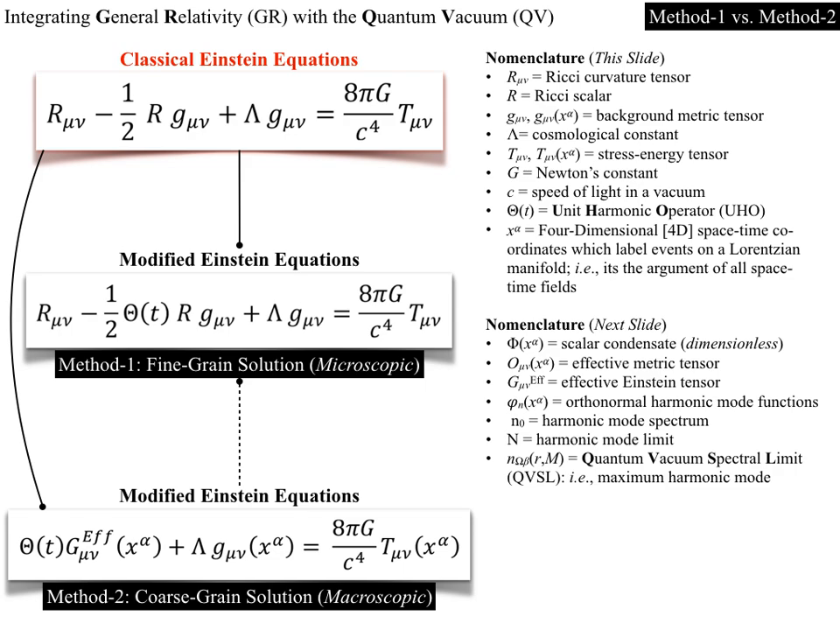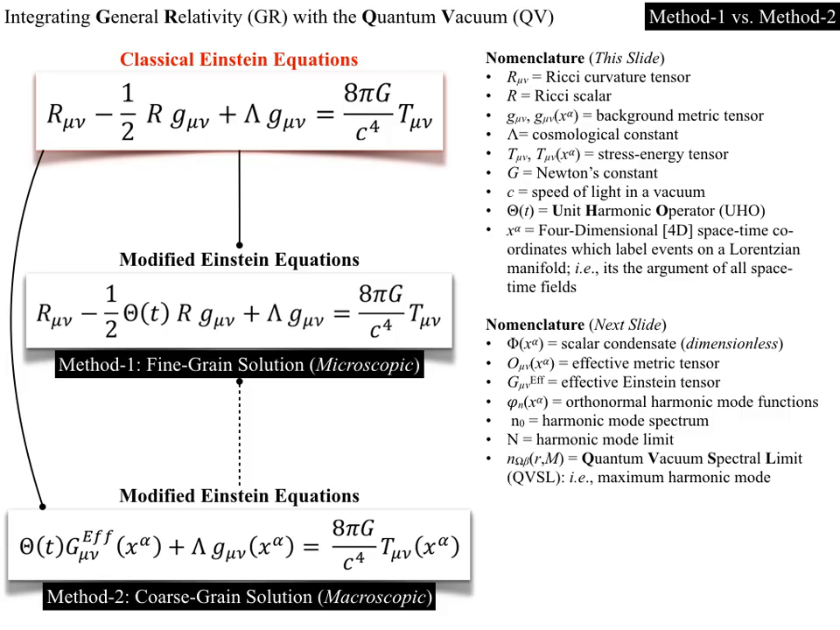We refer to this as being a variational solution. It's a bottom-up approach because it commences from the Einstein-Hilbert action. One could almost say that it's an organic solution. Here, the unit harmonic operator acts on the effective Einstein tensor, not just the Ricci scalar. Notably, both modified equations reduce to the classical limit when the unit harmonic operator equals 1, which holds for all observable systems. Moreover, it is also important to understand that method 2 reduces to method 1 in the pointwise limit. That is, when the number of quantum vacuum harmonic modes tends to infinity or a volumetric element tends to 0.